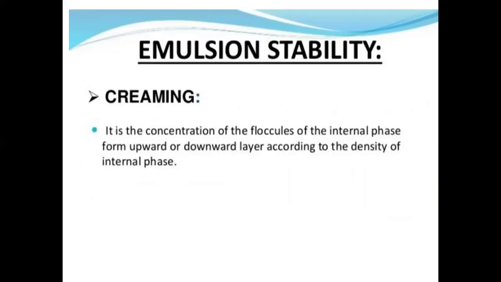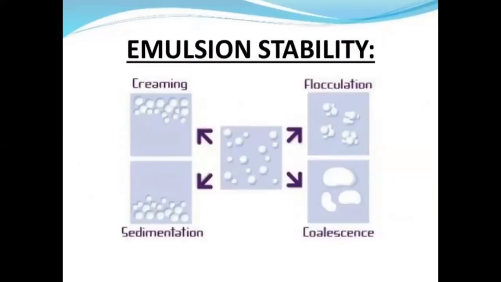Then creaming. Creaming may be defined as upward movement of dispersed globules to form a thick layer at the surface of the emulsion. Cream, you know, you must have used creams. So like that, this kind of formation happens in the emulsion. When stability of emulsion is not maintained, then it leads to creaming.